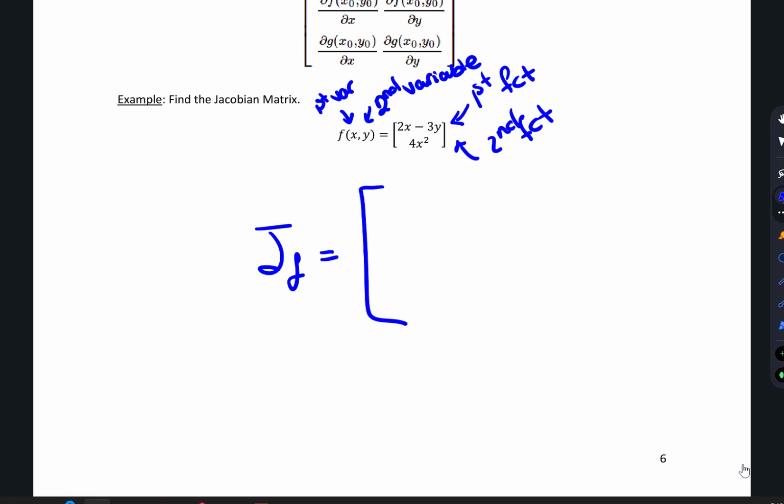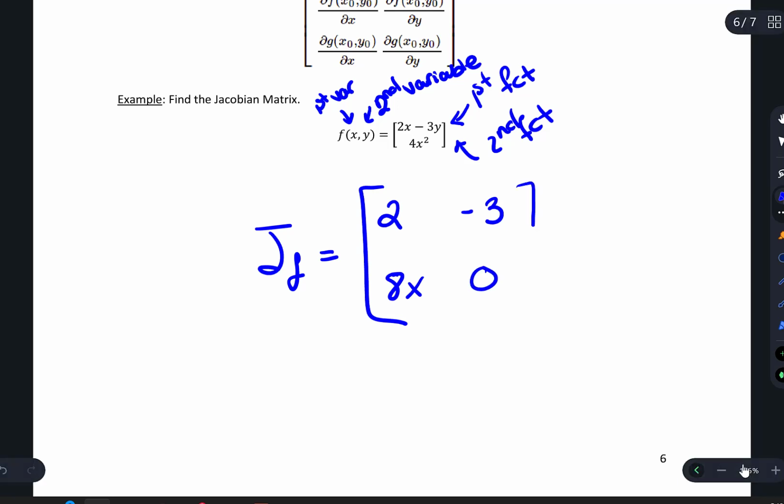So our first function is 2x minus 3y. So we first take the partial derivative with respect to x, and that's just going to be 2. And then we take the partial derivative with respect to y, and that's going to be negative 3. And then we jump down to the next row. And so in the next row, we're going to look at the second function. We take the partial derivative with respect to x, which is going to be 8x. And then we take the partial derivative with respect to y, and that's going to be 0.